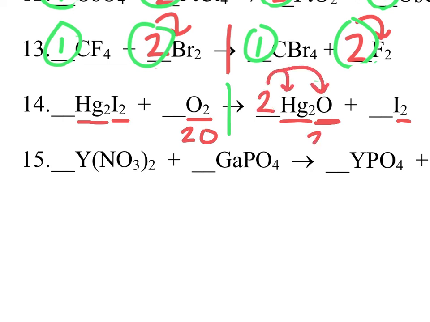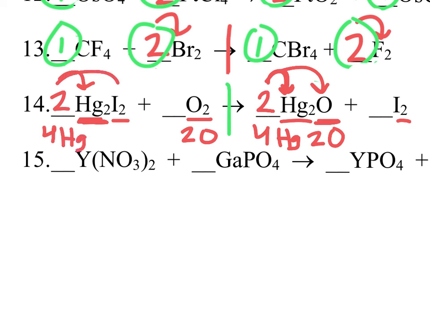That 2 distributes to not only the oxygen, but the mercury. 2 times 2 mercury is 4. So now I have 4 mercury. I'm going to have to jump over here and make it 4. So 2 times 2 mercury is going to give me 4 mercury. But now that 2 times 2 gives me 4 iodine as well. If I have those 4 iodine, then I got to jump over here. I have 2. So 2 times 2 iodine will give me 4.